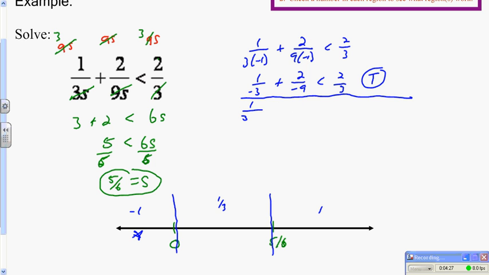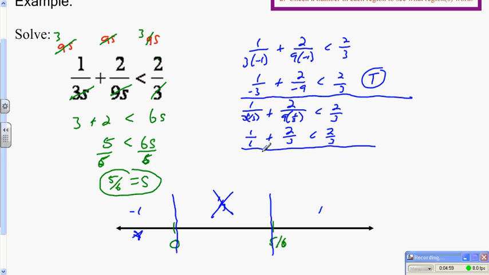Alright, we plug in 1/3. 1 over 3 times 1/3, this is multiplication now, plus 2 divided by 9 times 1/3, less than 2/3. This is why we chose 1/3, because 3 times 1/3 is 1, so it's easy to calculate. 9 times 1/3 is 3. So 1 plus 2/3 is not going to be less than 2/3. This does not check.